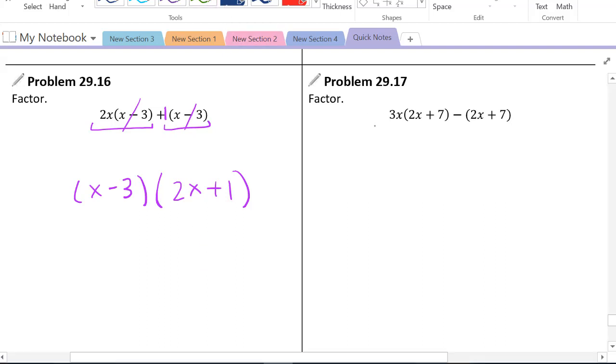The next one, same thing. Think of this as one term, and this as the second term. What's in common? 2x plus 7. So what's left over? 3x, and then there's an imaginary 1 here. That's 3x minus 1.